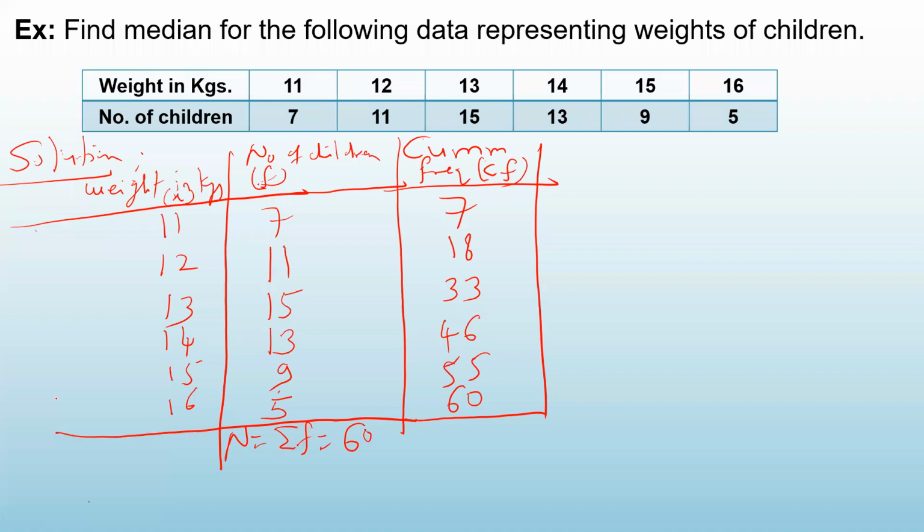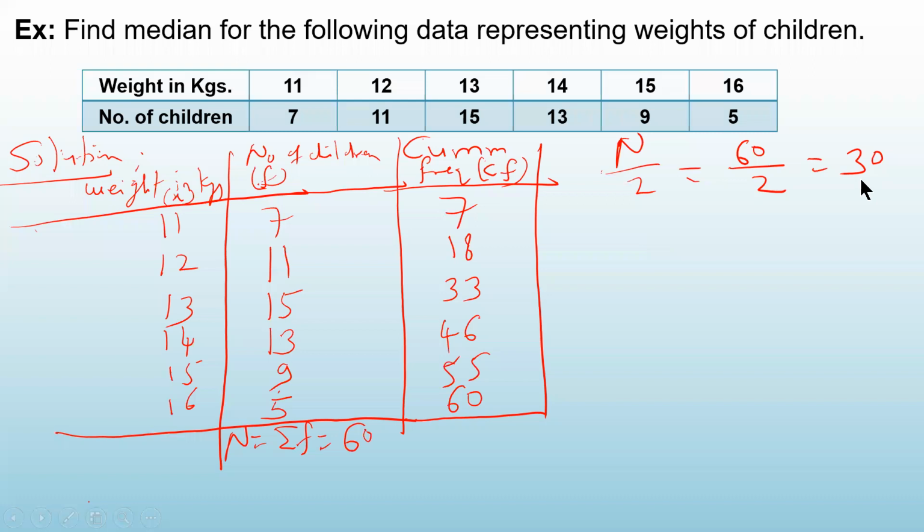Now what we are going to do? Calculate n by 2. What is n by 2? N is 60. So 60 upon 2, that is 30. So to calculate median, you have to divide n by 2, because the median divides the data into 2 parts. That's the reason. So 30.